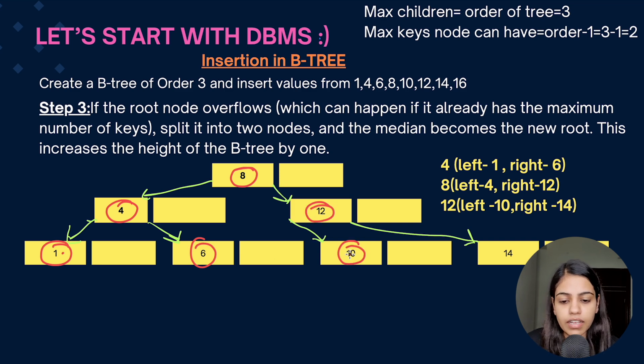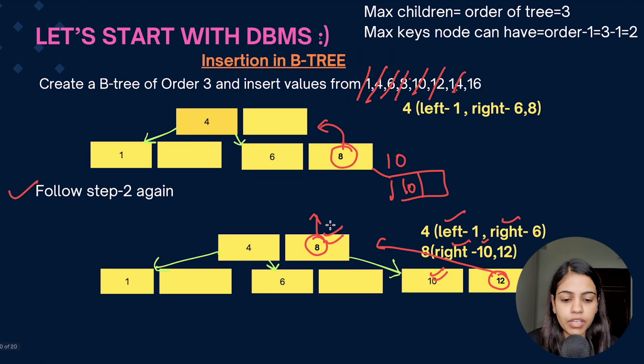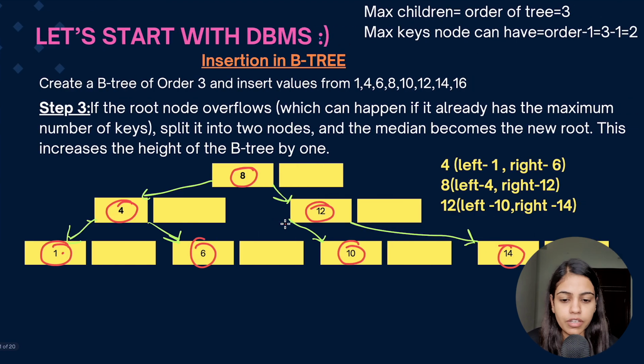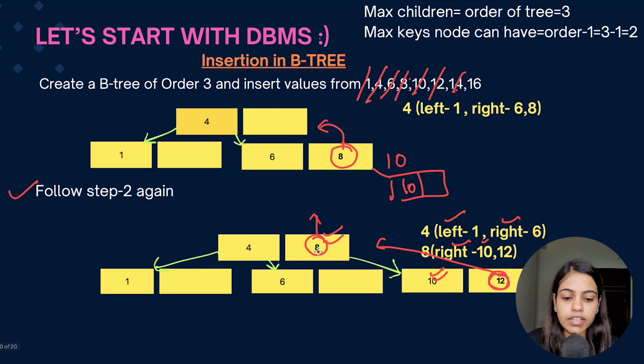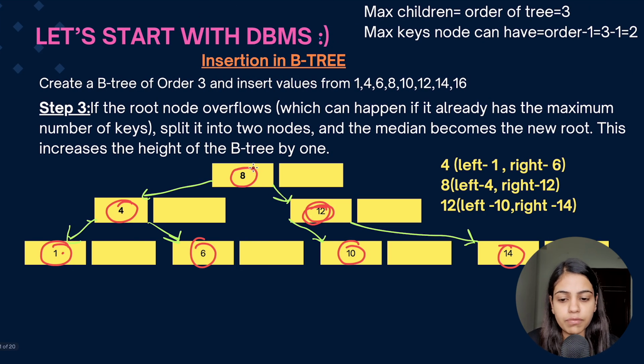Now we have 10 as the left of 12 and 14 as the right of 12. So let's understand what we have done. Here we have pushed 12 one step above, so 12 is here and 4 is here. Since there were 3 elements again overflowing, we have pushed the median 8 one more node above, that is, to the parent node. So here we have pushed 8.